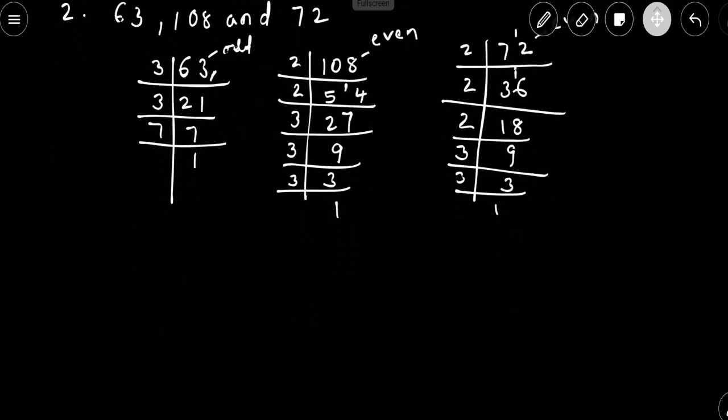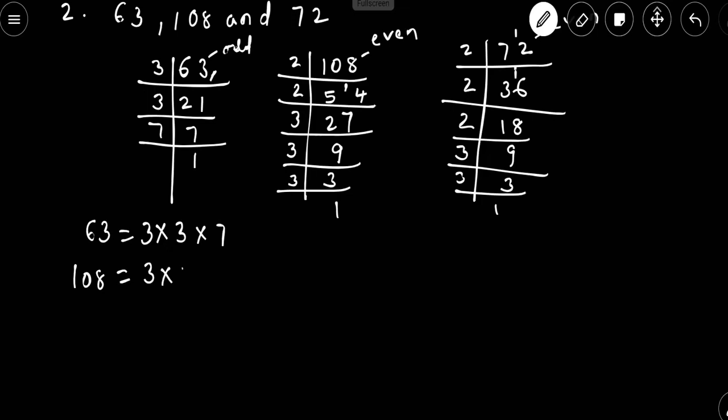So we'll write the factors for all the numbers. First we'll write for 63: 63 is equal to 3 into 3 into 7. For 108, I will write here first 3.